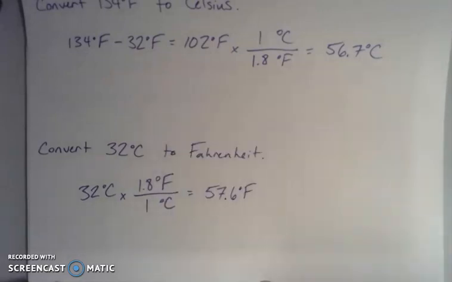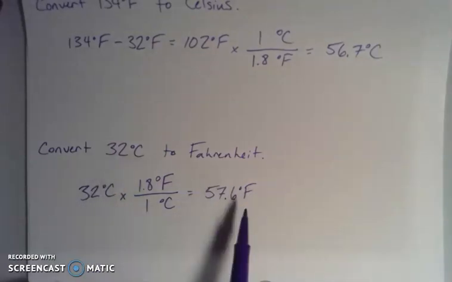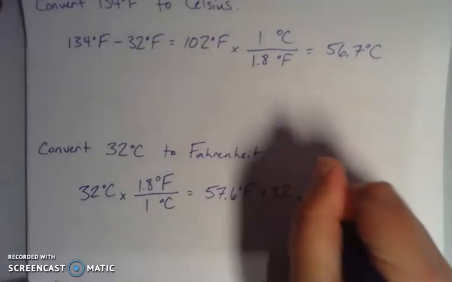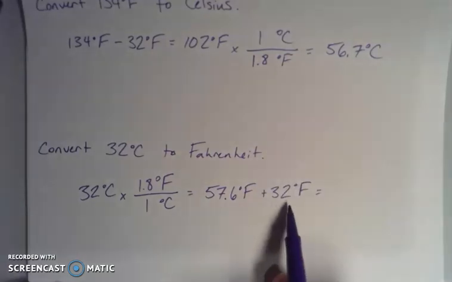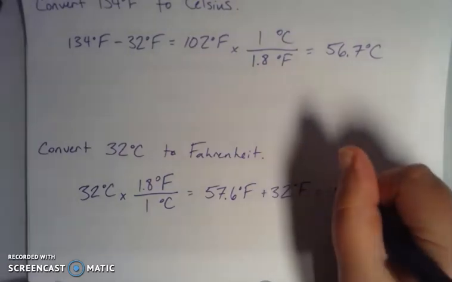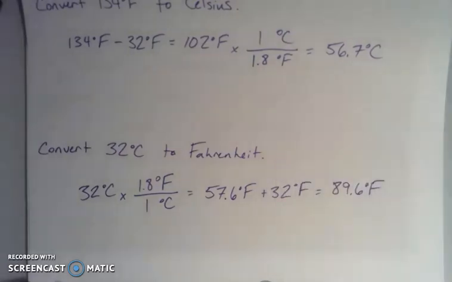And that's going to give me 57.6 degrees Fahrenheit. Now you'll note that I'm leaving my significant figures here. I only have 2 here, so I'm going to have 2 in my final answer, but I need to add my 32 here to account for the difference in the starting point. And so when I add that 32, I end up with 89.6 degrees Fahrenheit.